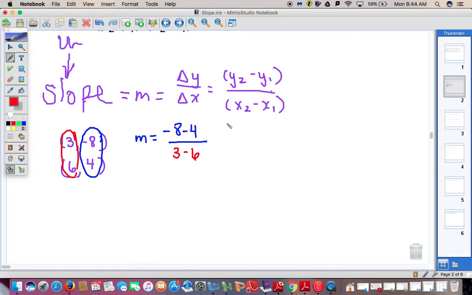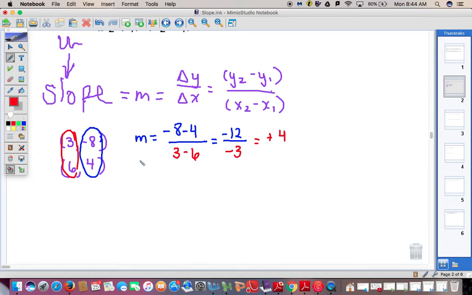And we're just subtracting in the same order. That's what's important. Okay, so if we continue here, we've got -8 minus 4 is -12, and we have 3 minus 6 is -3, and then we've got -12 divided by -3 is a +4. So our slope is a +4. Well, what does slope mean? Well, slope means the steepness of the line.